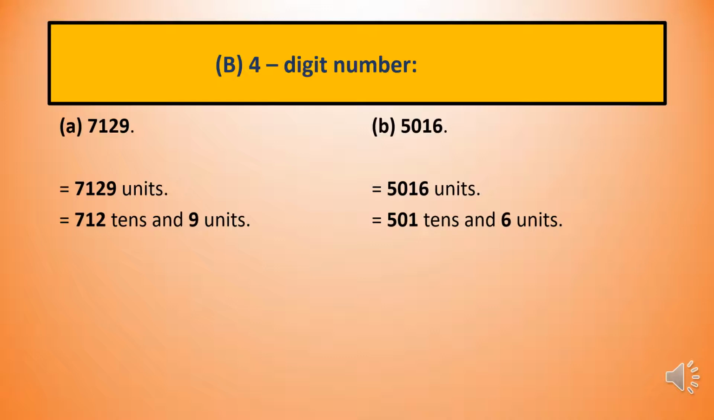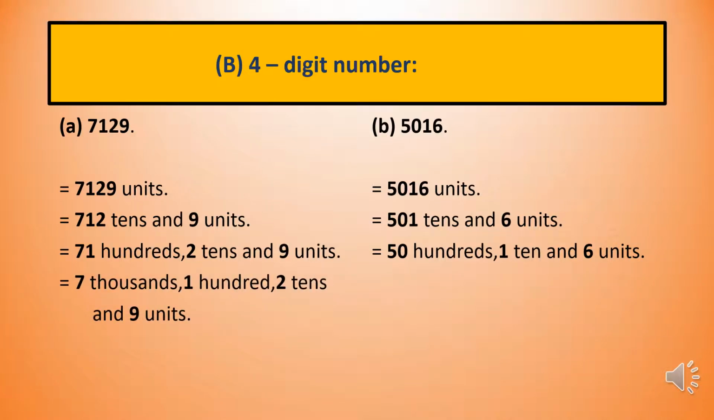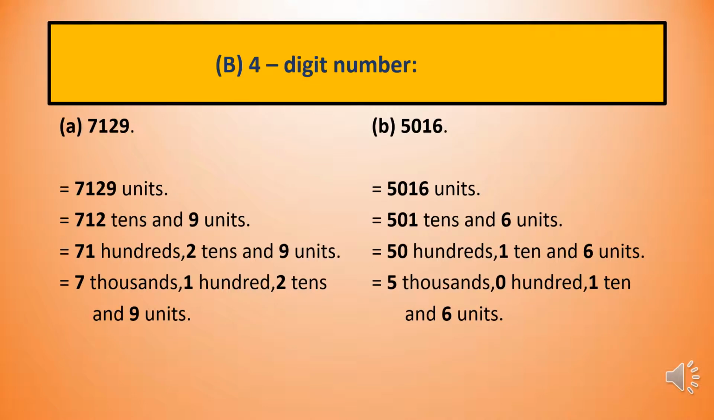Let's move on to the next step, that is the hundreds place. So it becomes 71 hundreds, 2 tens and 9 units. On the other hand, it becomes 50 hundreds, 1 ten and 6 units. It's a thousands place number. So the next step becomes 7 thousands, 1 hundred, 2 tens and 9 units. On the other hand, it becomes 5 thousands, 0 hundred, 1 ten and 6 units.